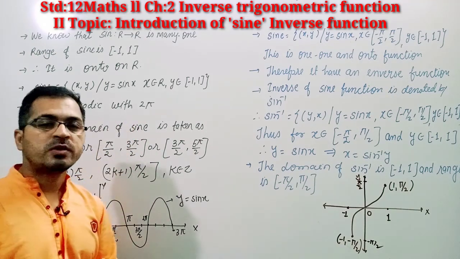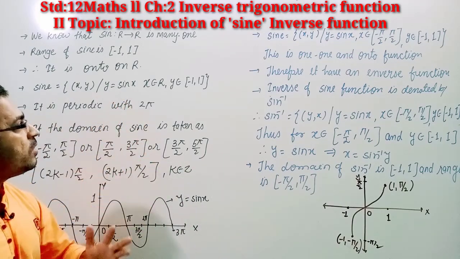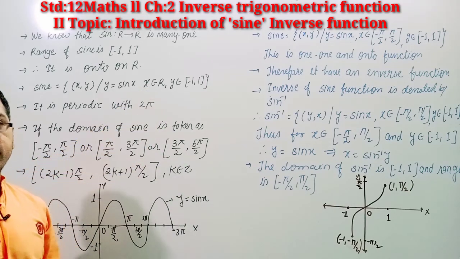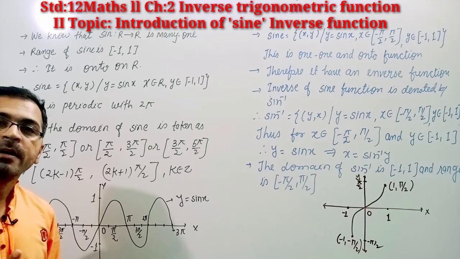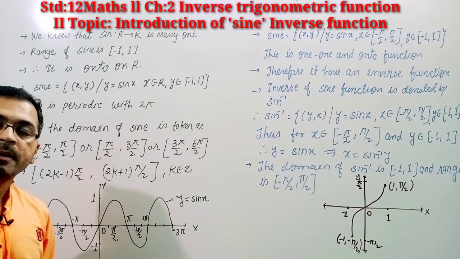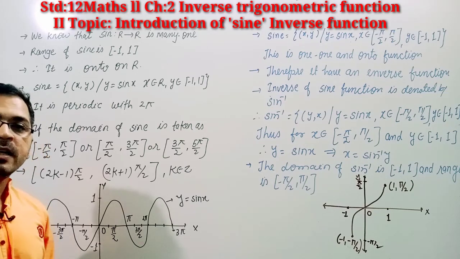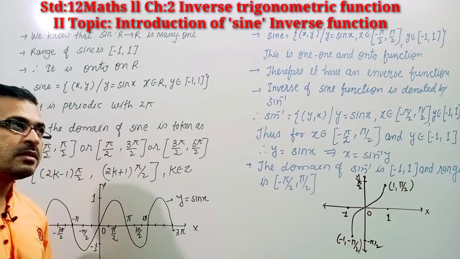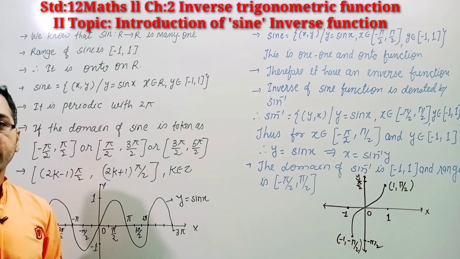And it's periodic with 2 pi. What does 2 pi mean, students? If you draw the graph, or if you put the values of x, 0, then pi by 3, pi by 6, pi by 2, and continue, after some time it repeats its waves. It means it will repeat after 2 pi.